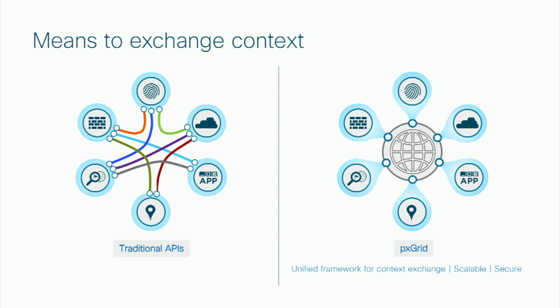Whereas pxGrid takes an approach like this. The different services can have one single connection to the grid, and they can publish and subscribe to whatever they care about, and thereby we can scale the integrations and move the data very effectively.